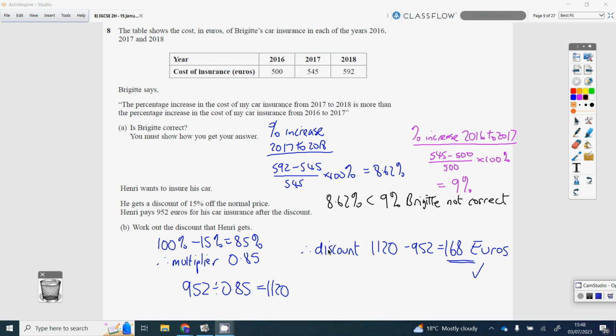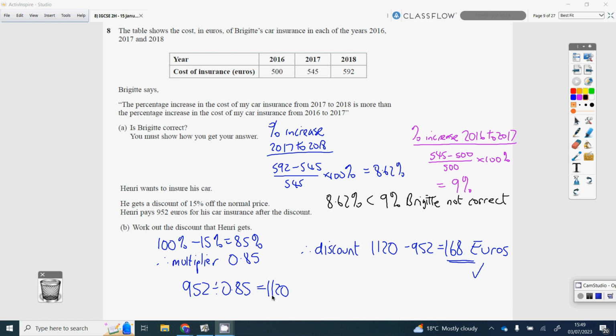8b. Now, there's a 15% discount, so that's reducing it by 15%. So the multiplier is going to be 100% take away 15%, which is 85%. 85 over 100, 85% is 0.85. So if we were going from the original amount to the final amount, we would multiply by 0.85. But here we're going from the final amount back to the original amount, so we have to divide by 0.85. 952 divided by 0.85 is 1120.